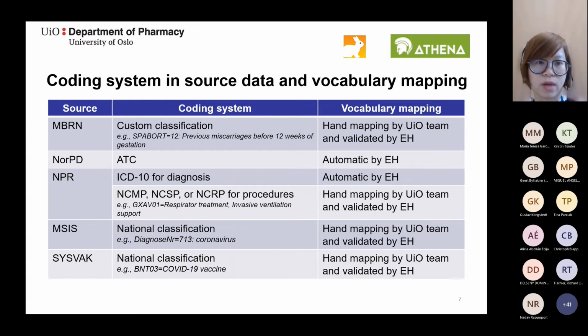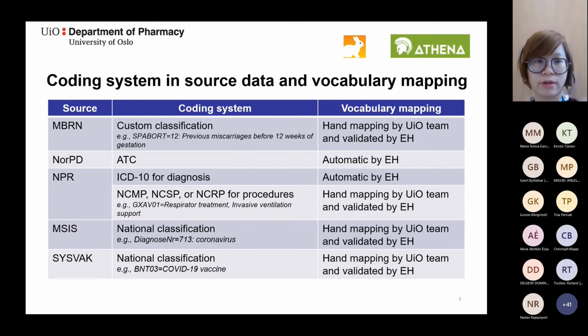So in MBRN, the information was collected using a questionnaire for the mother and the healthcare physician. So we use a custom classification where information was at a very high level of detail. For example, I put an example in here: a code equal to 12 means the number of previous miscarriages before 12 weeks of gestation, and normally we don't find this information in the standard code within Athena. So all the custom classification was done using hand mapping by the UIO team and validated by EdenceHealth.